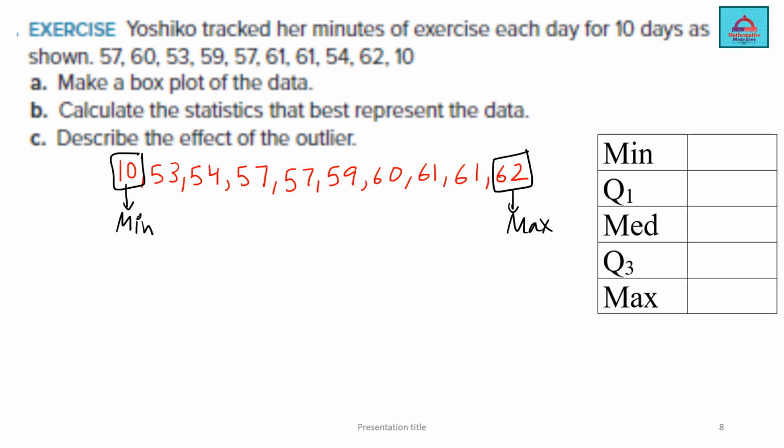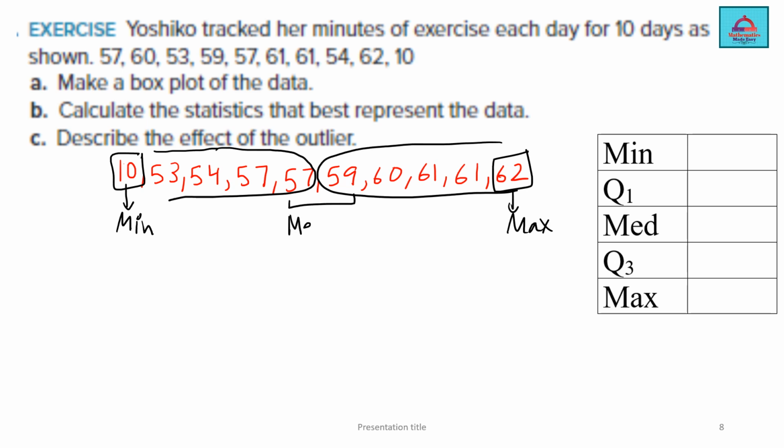So 1, 2, 3, 4, 5, 6, 7, 8, 9, 10. There are 10 numbers, so we can divide it into 1, 2, 3, 4, 5. This is the lower half, this is the upper half. Now the median is going to be in the middle, so it is the middle of the two numbers. So median is going to be Q2 equal to 57 plus 59 divided by 2. So this is going to be equal to 58.